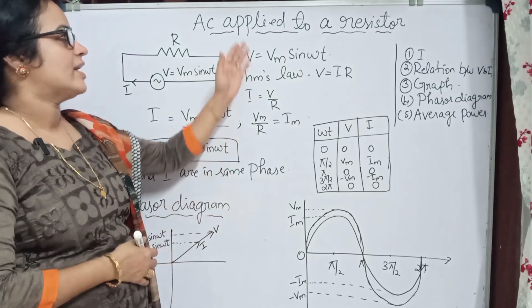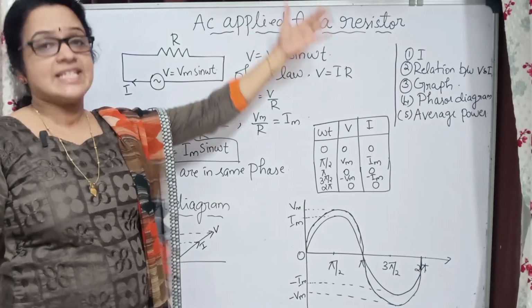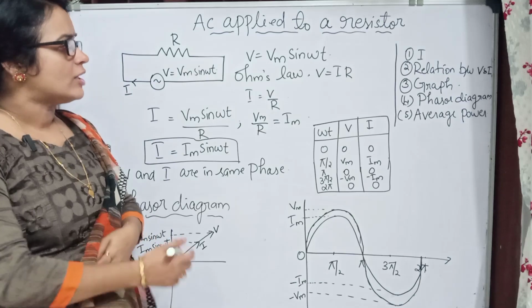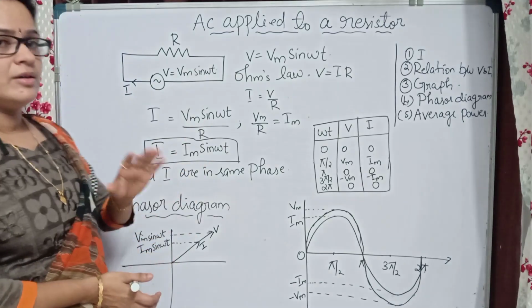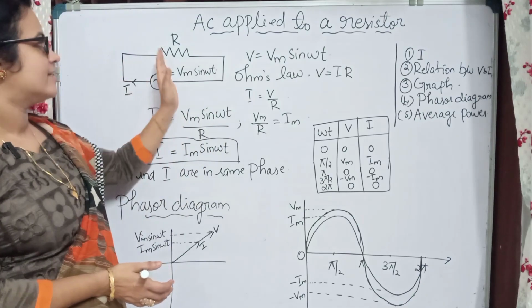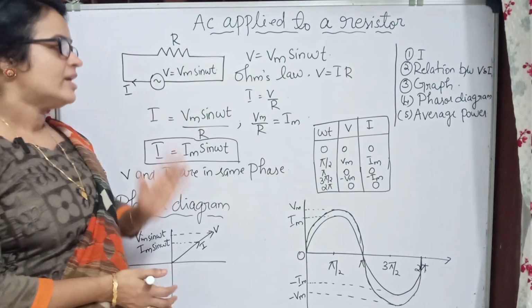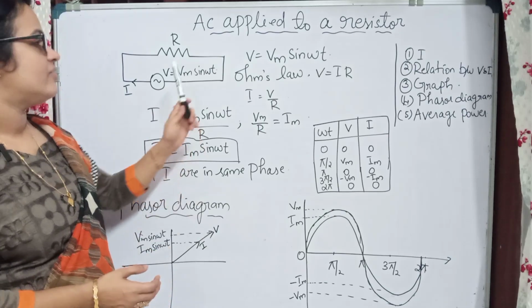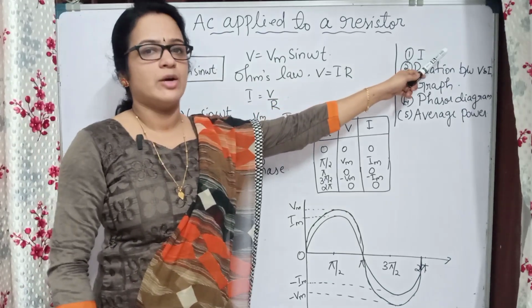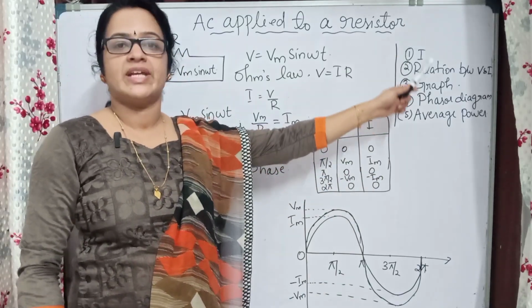And here whenever we consider an AC circuit or capacitor, so in the next case we have to study about AC applied to a capacitor and inductor, like that. Okay, so in all these cases we have to do these 5 steps. So the first one is, here we will write the voltage. AC voltage will be given, and the corresponding current we will calculate. So that current we have to calculate, and then we will find the relation between voltage and current.